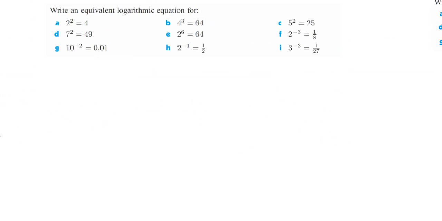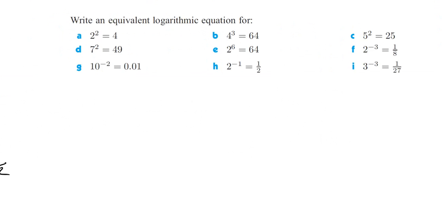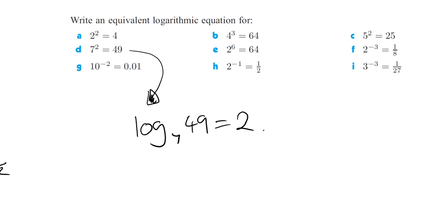Now we've got that understood, maybe we could change these exponential expressions into logarithmic ones. So let's take d as a starting point. We all know that 7 squared is 49. It means 7 times 7. So the equivalent logarithmic expression would be log base 7 of 49 is equal to 2. Now let's read that to ourselves and check. What is it I raise 7 by to get the answer 49? I raise it to the power of 2. That works, doesn't it?